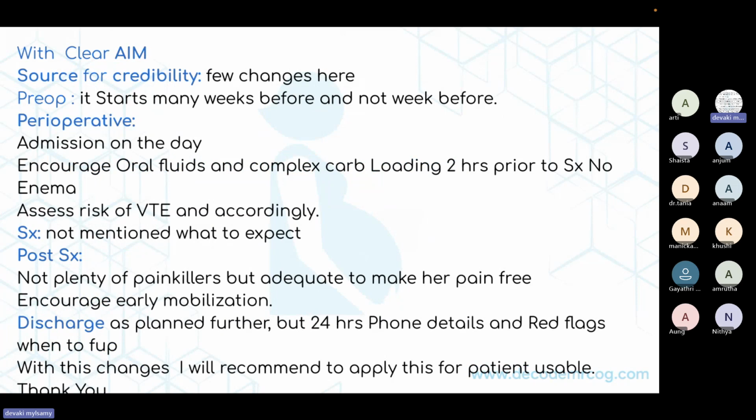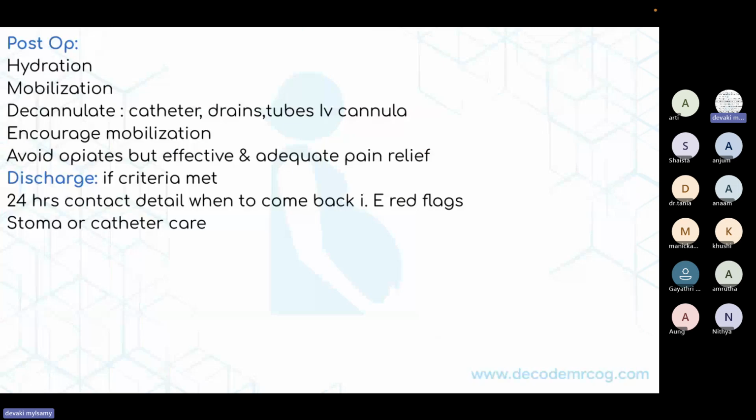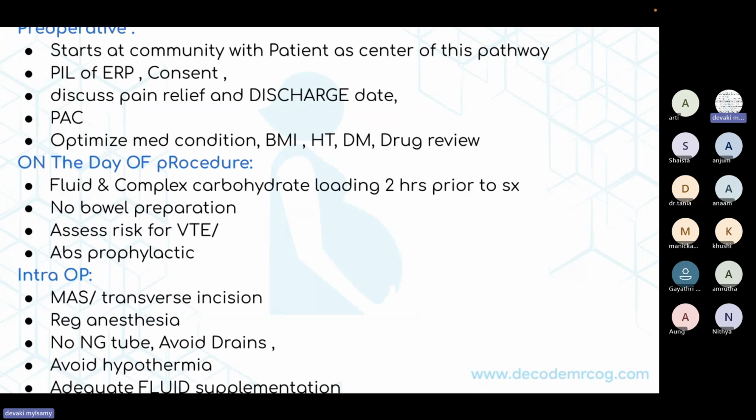So with a clear aim, source and credibility, few changes are needed here. Pre-operatively, it starts many weeks before and not a week before. Along with that, what is expected during the pre-operative period is that the patient is the center of this pathway. The patient information leaflet of ERP and consent need to be discussed, along with adequate pain relief and discharge date. Pre-anesthesia checkup, and optimize medical conditions if there are any.